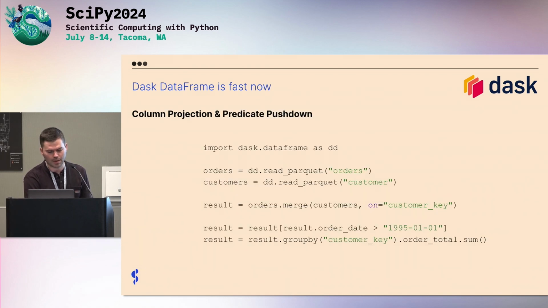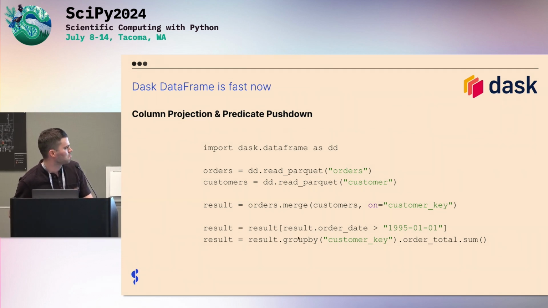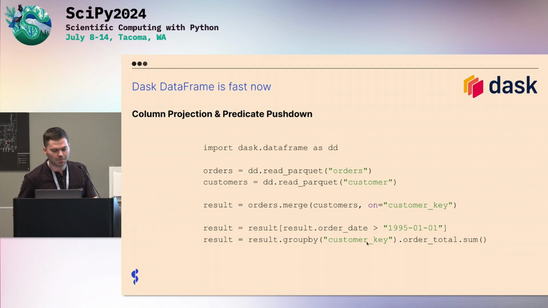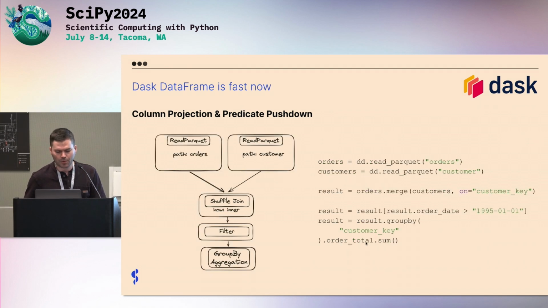So if you have code like this, which is standard DataFrame looking code, you read in a couple of data sets with read parquet, perform a merge on some column, do some filtering, and then maybe some group by reduction. If we wrote that out schematically, we would have our read parquet calls, some expensive shuffling operation from the join here, then we would filter our data and then do our group by.